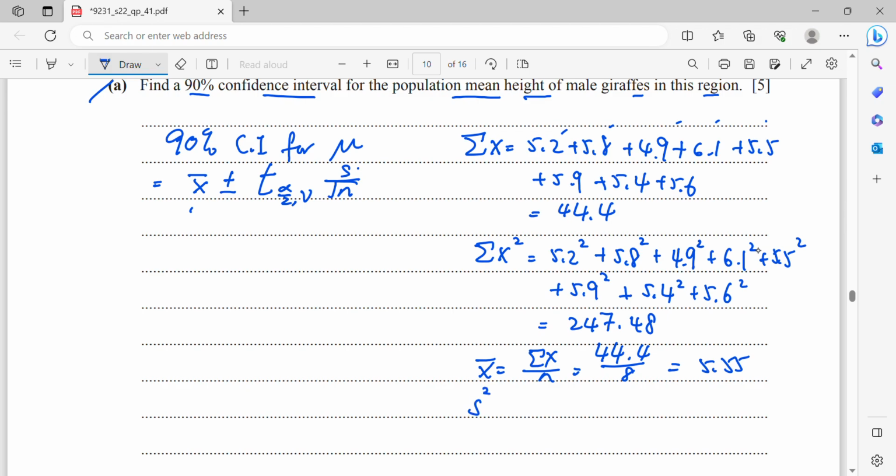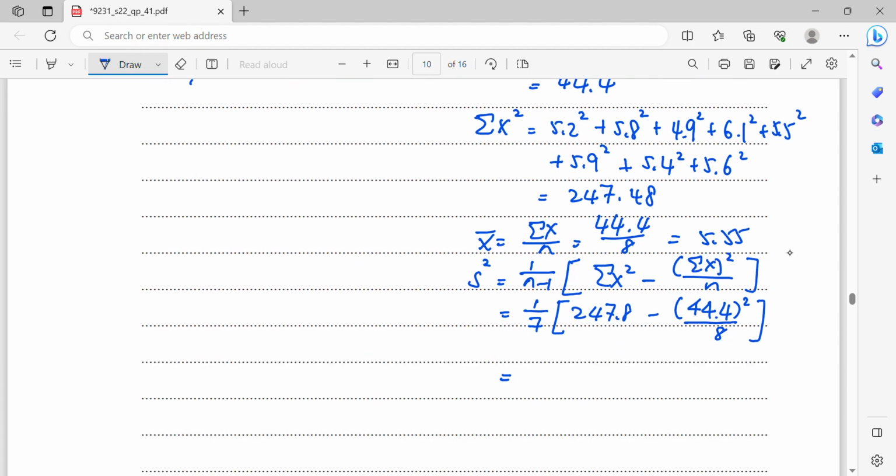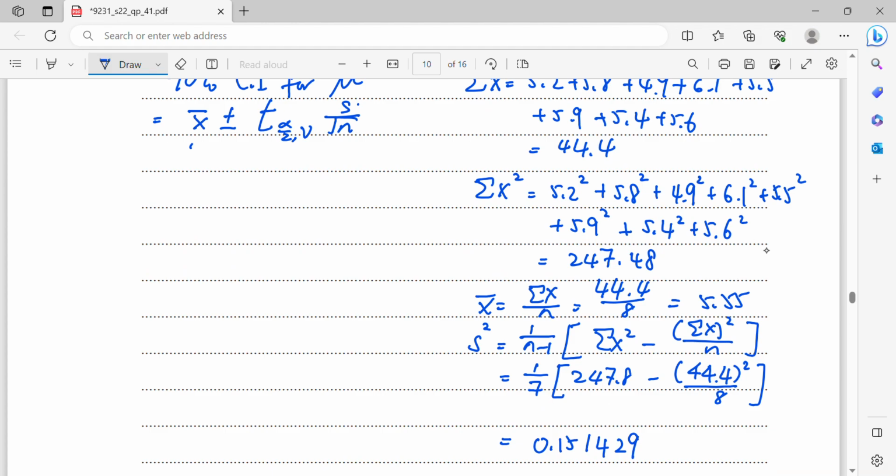Then the s square is going to be 1 over n minus 1 multiplied by summation x squared minus square of summation x over n. So here at last you will get 1 over 7. Summation x squared is 247.8. Then minus square of 44.4 over 8. Alright, this value is going to be 0.151429. So I give more decimal places here because this is the working.